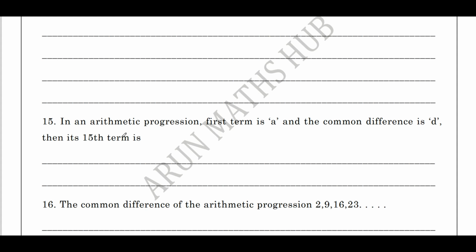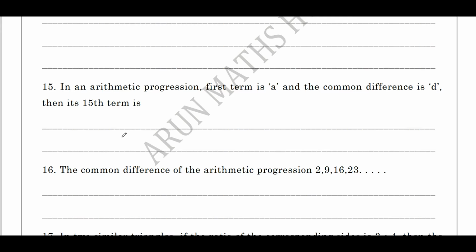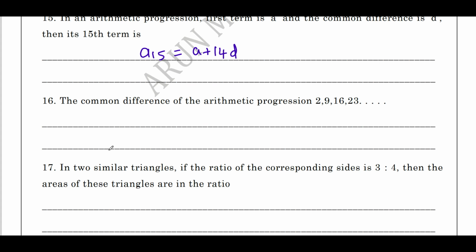In an arithmetic progression, the first term is a and the common difference is d. The 15th term is what? A15 equals a plus 14d, by using the nth term formula. The common difference of an arithmetic progression, so students, you can do it. D equals A2 minus A1. That is 9 minus 2 equals 7.